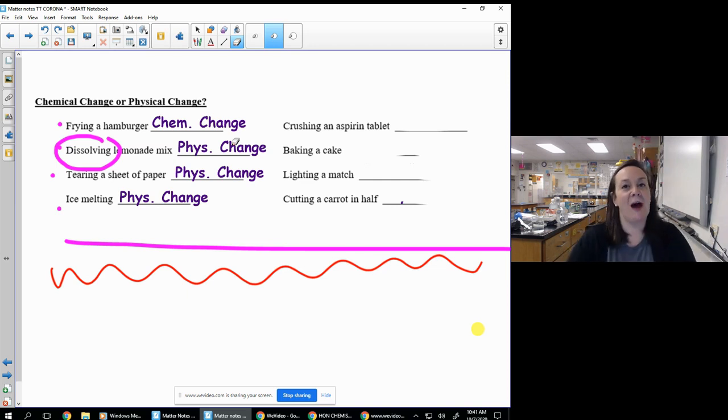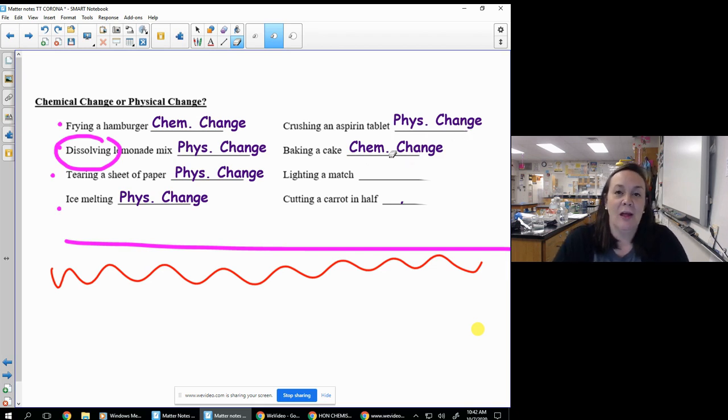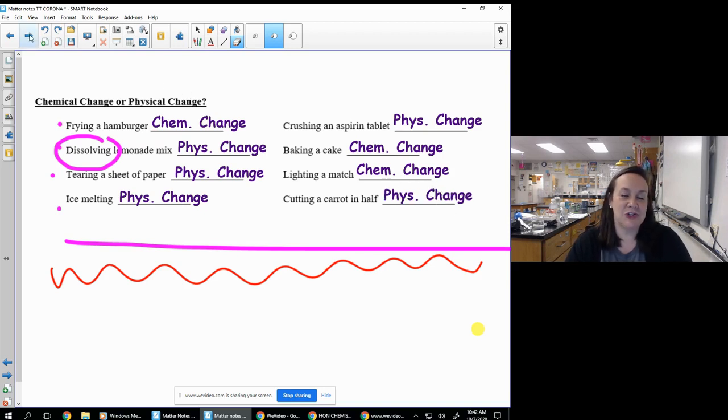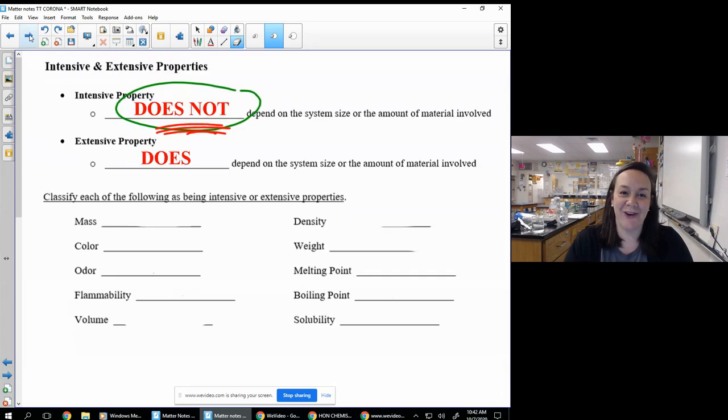Crushing an aspirin tablet, you're just changing the shape and size. That's a physical change. Baking a cake, though, you have new odor produced, color change, solid formed, gas produced. That is absolutely a chemical change, and you cannot undo it. Lighting a match is also a chemical change. You have heat produced, color change, smoke, odor, all of those things. And then cutting a carrot in half is a physical change as well. So hopefully you got all those correct.